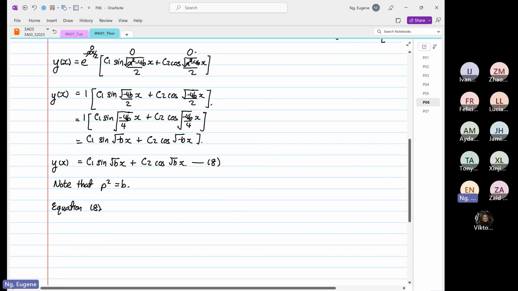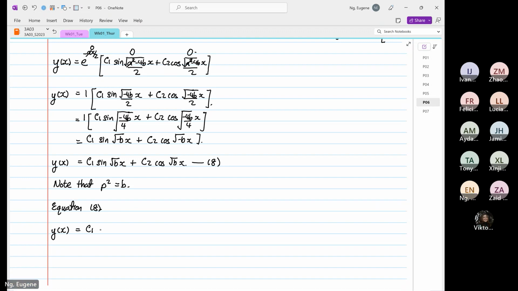y as a function of x is equal to C1 sine Px plus C2 cos Px. This is our equation 8a now. Okay, so we have that relationship now.